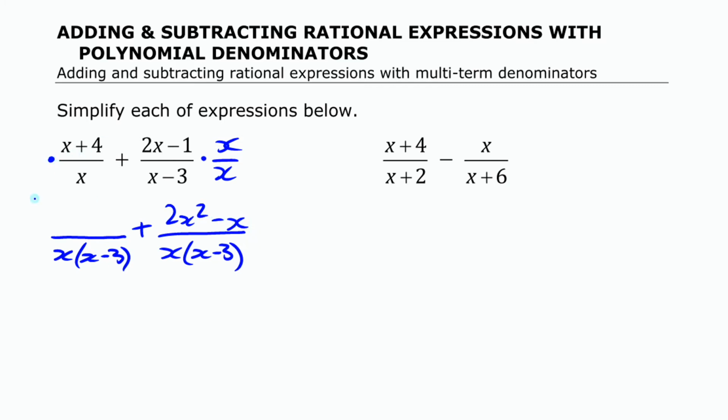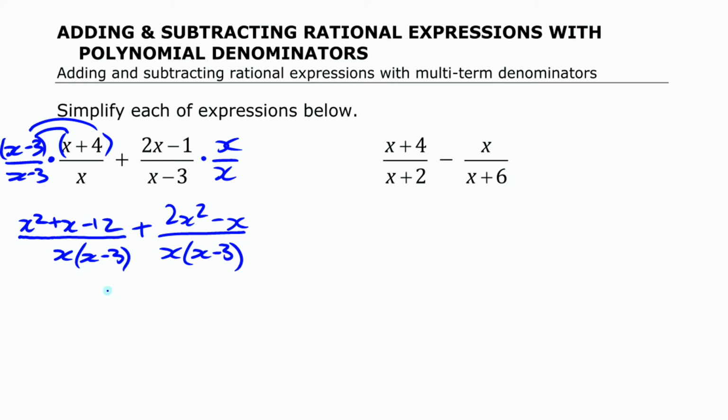For this first fraction here, I'm going to need to multiply by x minus 3 over x minus 3. So the bottom I've already got there, x times x minus 3. The top is going to be x minus 3 times x plus 4. I'm going to multiply that out. I'll need a bit more space there because this is going to be x squared minus 3x plus 4x is going to be plus x minus 12.